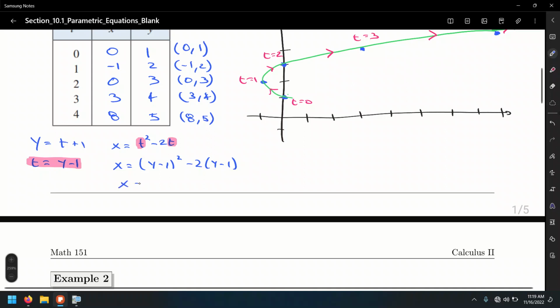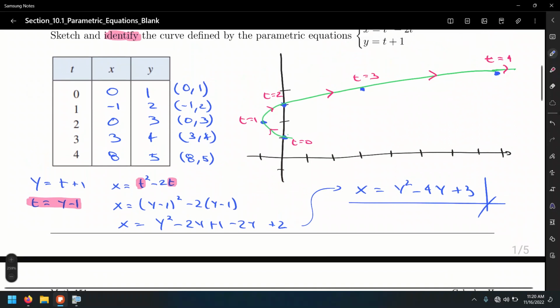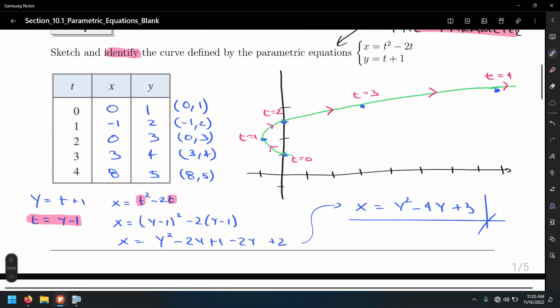Let's simplify this. That's y squared minus 2y plus 1 minus 2y plus 2. Simplifying, this is a function x of y, if you will, so x equals y squared minus 4y plus 3. Does that look like the equation of a parabola? Yep, it does. And it opens to the side because in this case the quadratic term is the y variable.